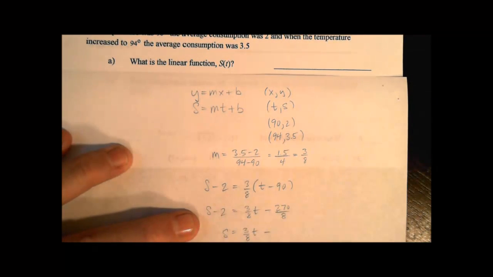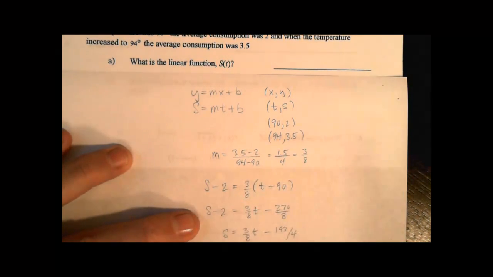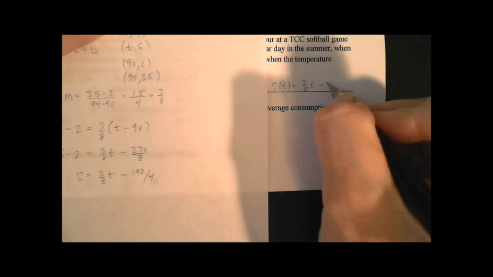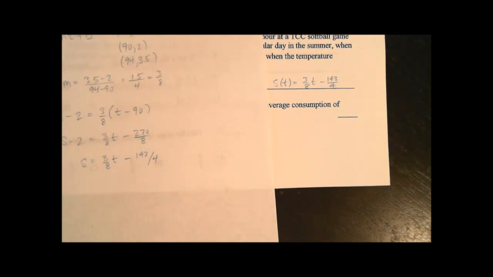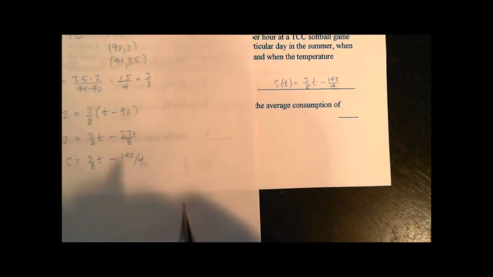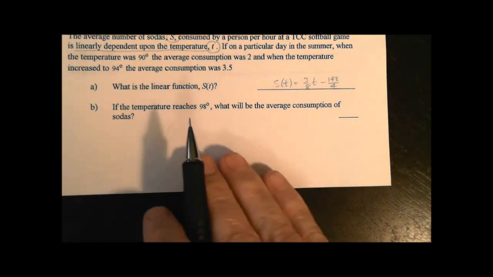35.75. We don't mix and match. 143 over 4. So I'll go ahead and write that in. There's our function. S of t, or s, equals 3/8 t minus 143 over 4. And you can check that this satisfies the criteria, going through 90, 2 and 94, 3.5.